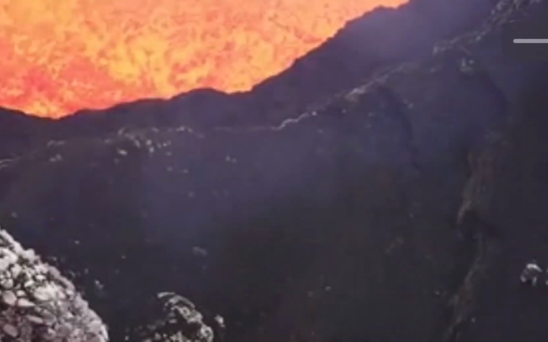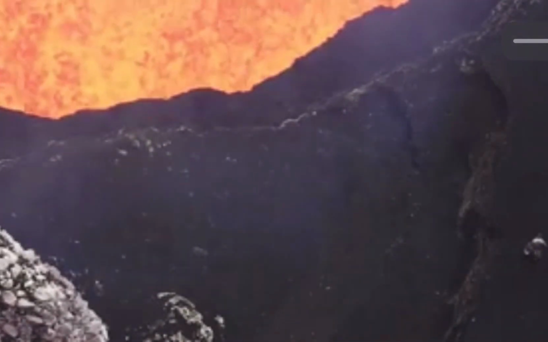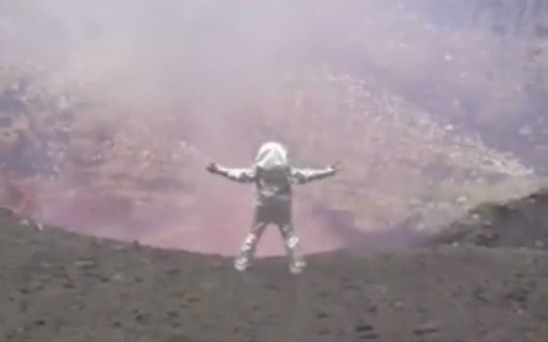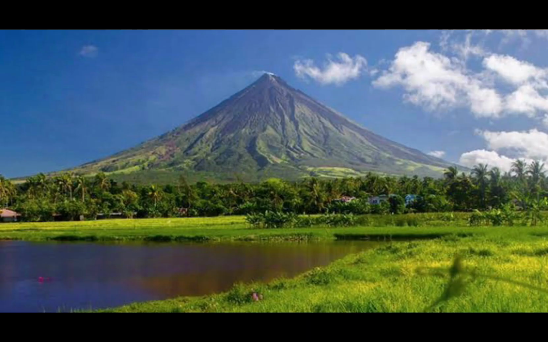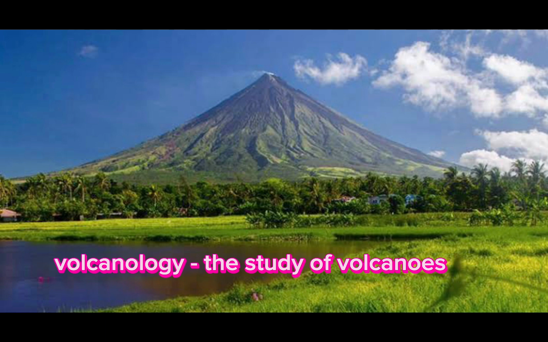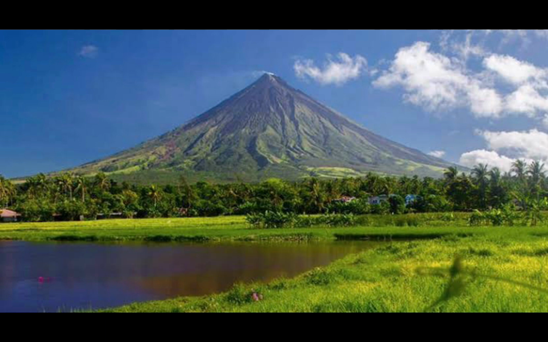What is a volcano? It is a rupture in the crust of a planetary mass object such as Earth that allows hot lava, volcanic ash, and gases to escape from a magma chamber below the surface. The study of volcanoes is called volcanology. Today we will talk about the several volcanic features.